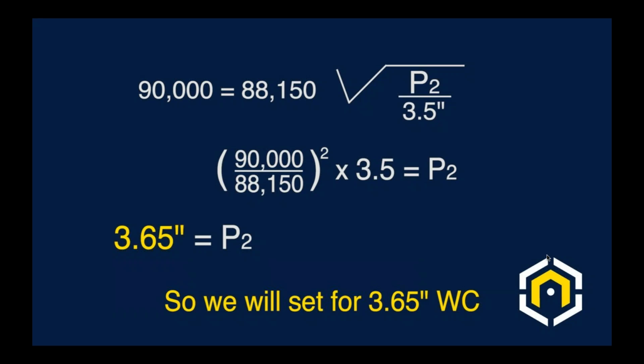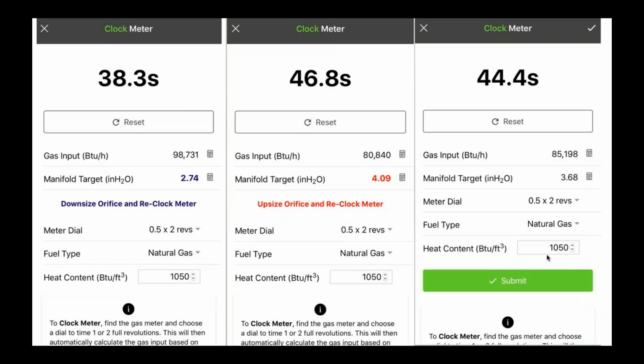So I can calculate out, based upon what my known input is, exactly what I need to set that meter for. And as long as I'm in that 3.2 to 3.8 range, I'm totally fine. That's an allowable range of adjustment, and that will get my input at exactly 90,000 BTUs of input.